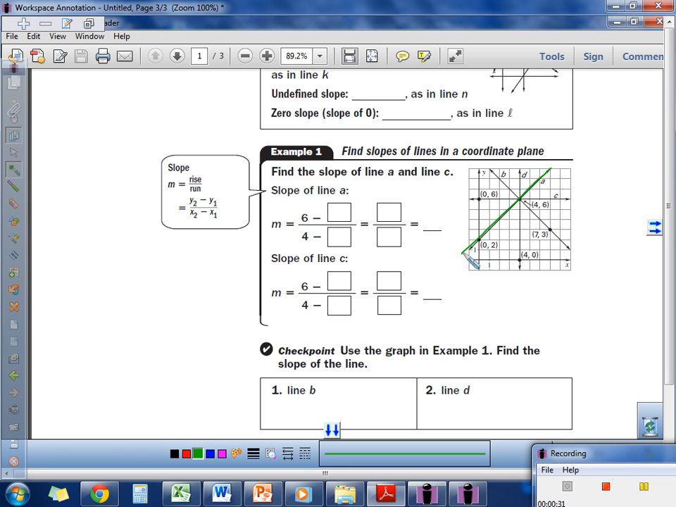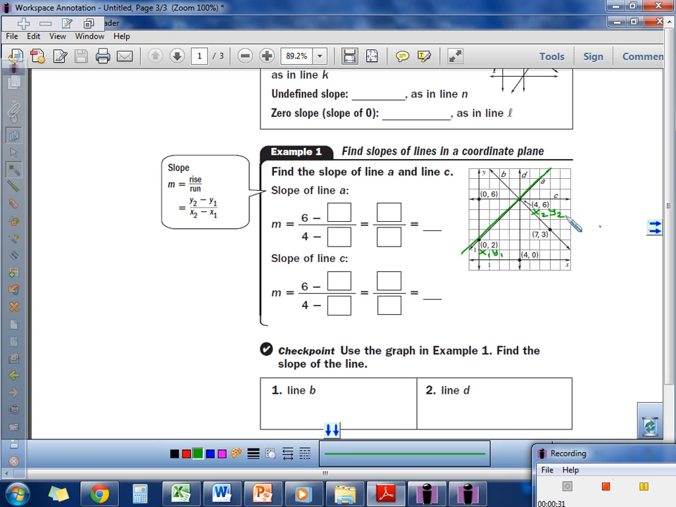Line A. Now, just like we read left to right, we find our points left to right. Along this line, which one is the leftmost point? The 0, 2. This is my first point I'm going to look at. So that's how I'm going to label it, X1, Y1. If that's our first point, the 4, 6 is our second point, X2, Y2.